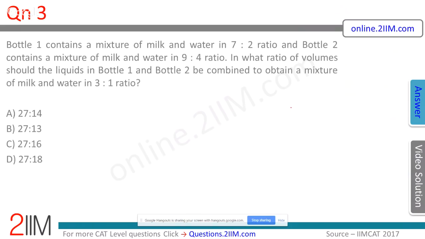Bottle 1 contains milk and water in the ratio 7:2. Bottle 2 milk and water 9:4.